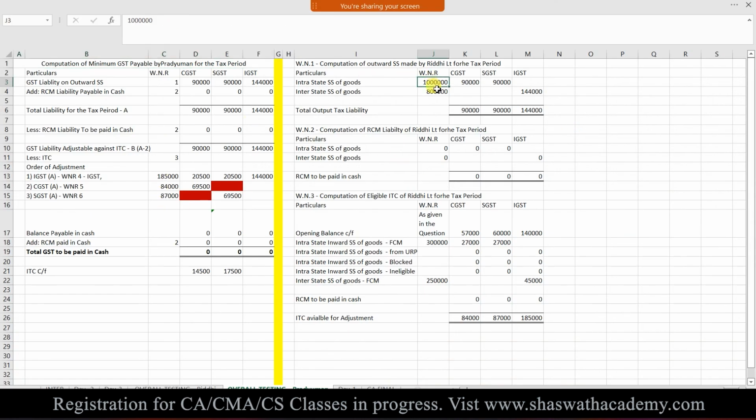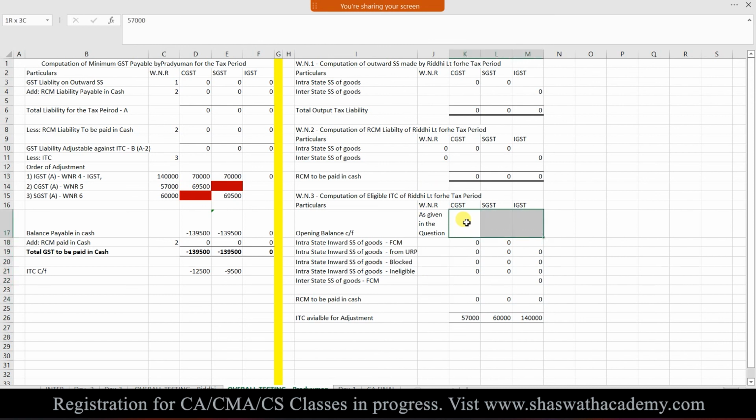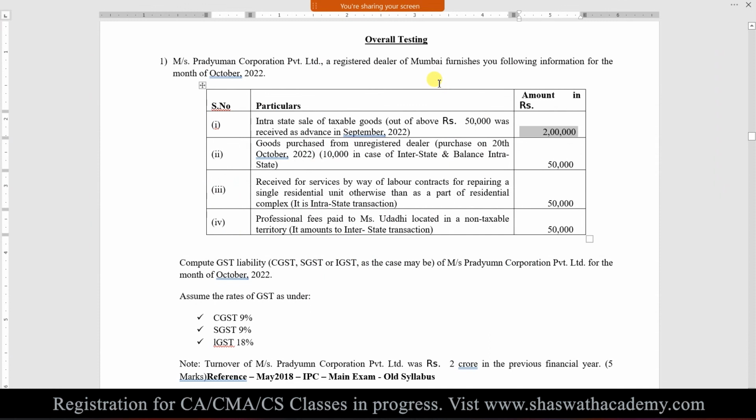So first, before proceeding into this, I have to close this all. And opening balance also I should delete. Now intra-state taxable goods being 2 lakhs. So what is the tax rate given here? 9%. So it quickly came.